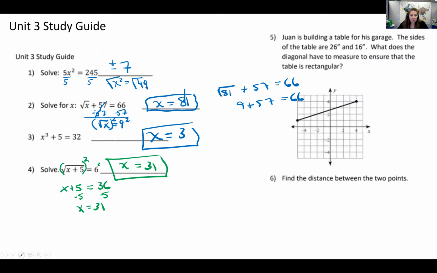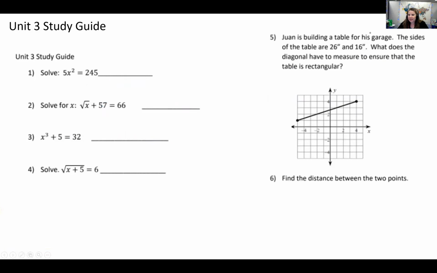All right, moving on to number 5. It says Juan is building a table for his garage. The sides of the table are 26 and 16 inches. So if we have this rectangular table, the sides are 26 and 16. I don't know why it makes that long line. I wish it wouldn't, but it does. Try it one more time. So 26 and 16. In order to make sure the table is rectangular, in other words, we want to make sure it has a right angle over here.